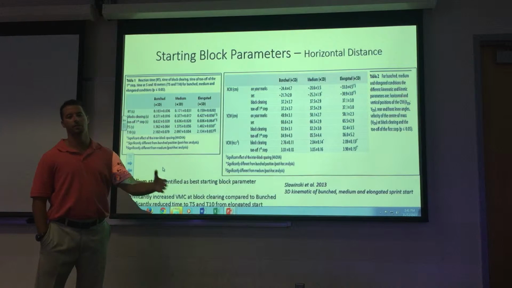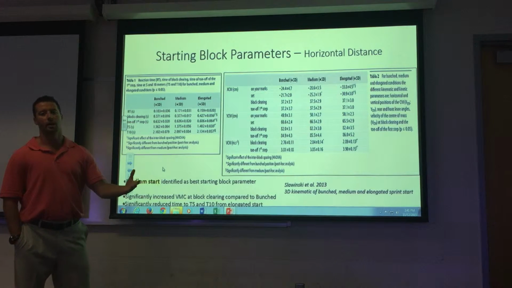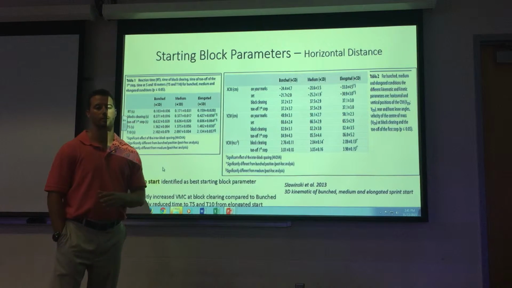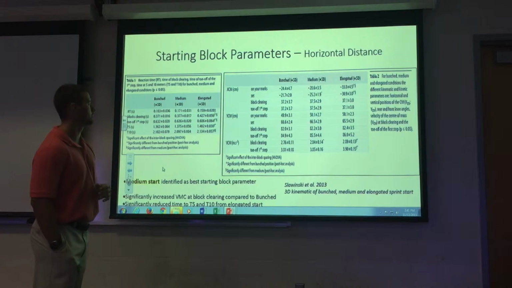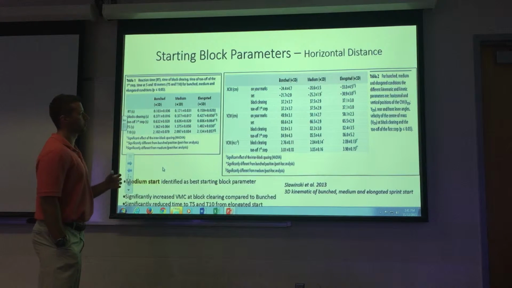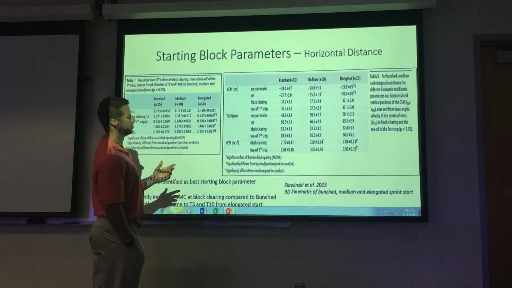So it puts us at a further distance from the starting line, which actually makes us go a longer total distance from start to finish. So that's going to be negative. So elongated start is out. So now we're down to bunched and medium. Which one do we use?